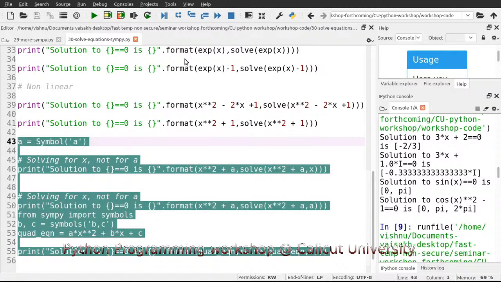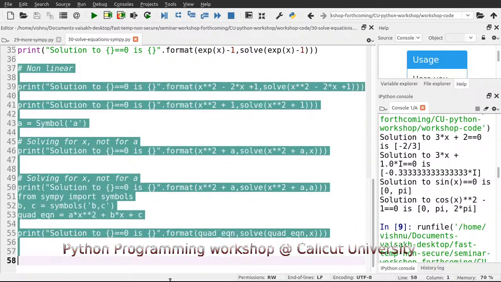Let me update the Google document. So after the exponential, I have not done. Okay, updated the Google document with the codes.